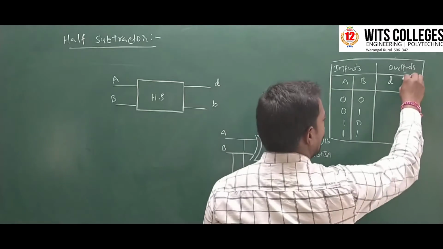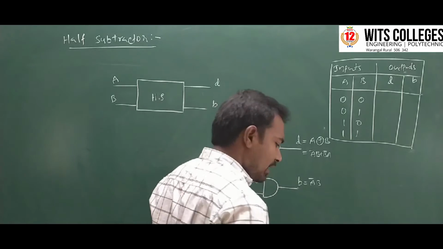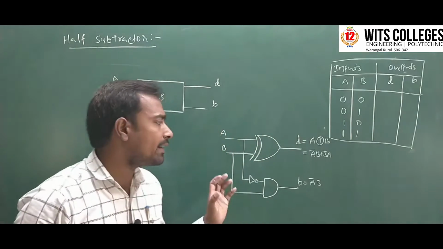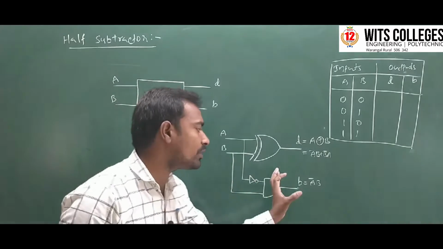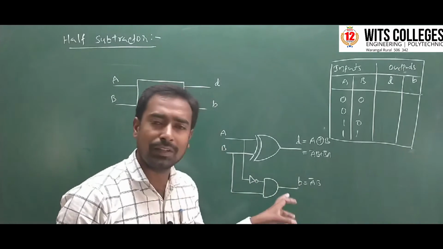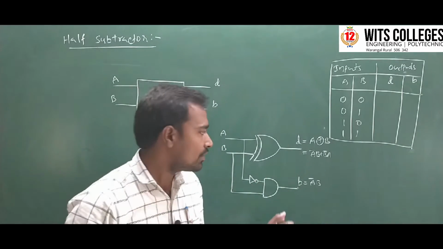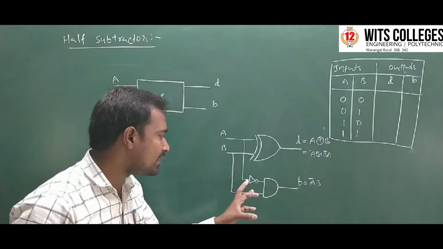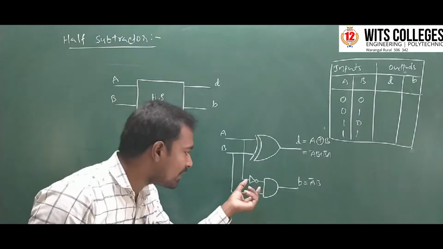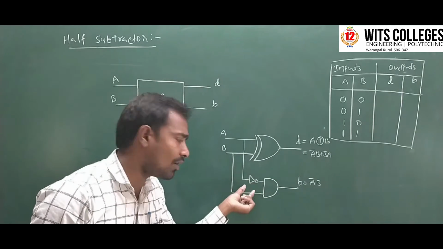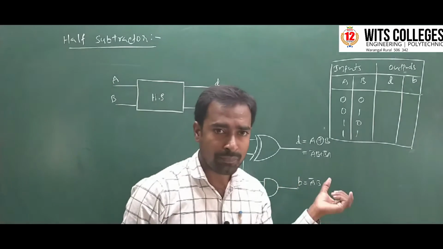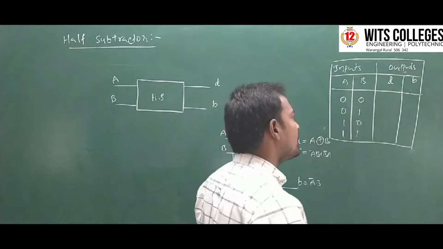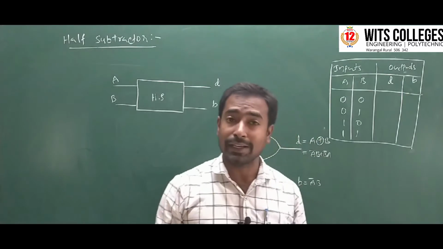And coming to the outputs, the half subtractor and half adder circuits are both similar, but the outputs carry and borrow will be different. It is the same logic circuit as the half adder, but here we use only one NOT gate, and this gives the borrow output. We already discussed binary subtraction.